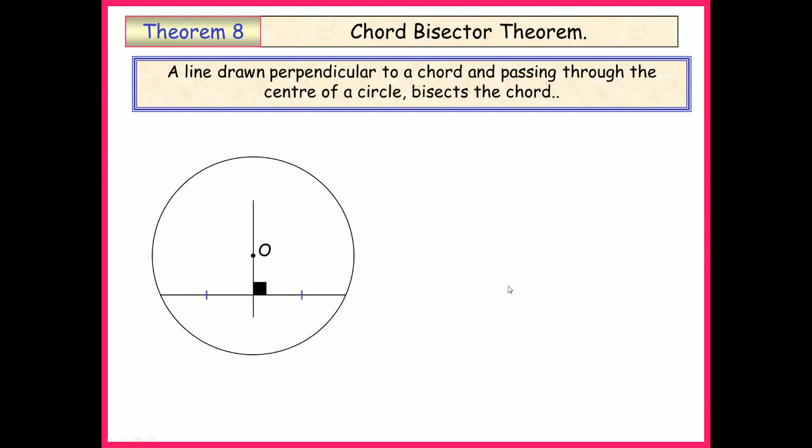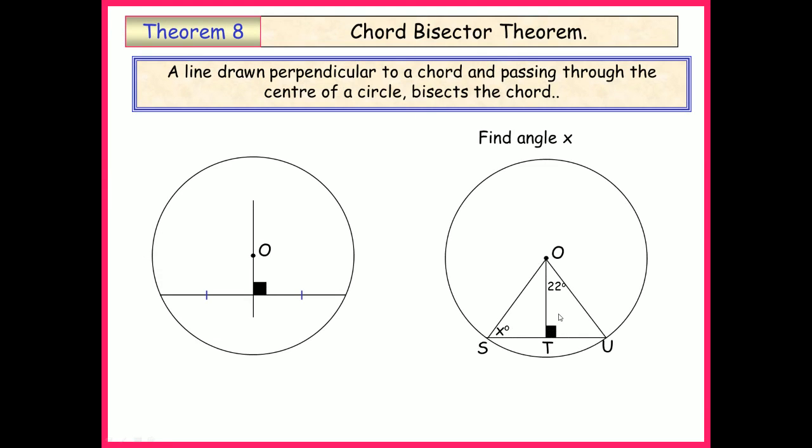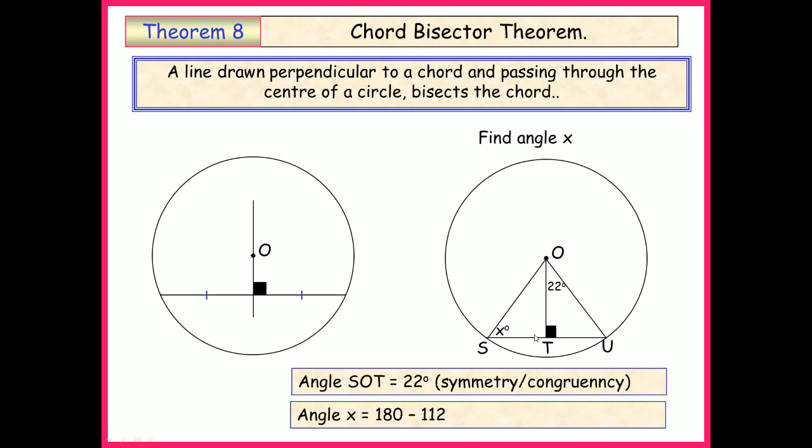A line drawn perpendicular to a chord and passing through the centre of a circle bisects the chord. In this example, find the angle x. Well, we know that it bisects the line there, but it also gives me the same angle here and here. Now, if that's 22, then that's going to be 22. We know that that angle is 90, but 90 plus 22 is 112. That whole triangle is going to add up to 180. Therefore, we know that 180 take away 112 is going to give me 68.